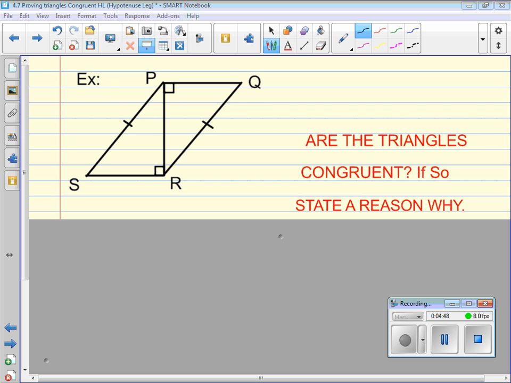I want you to see if you can apply what you just learned about that theorem right here. Okay, so I have a drawing there, and then are the triangles congruent? If so, state a reason why. Now, when you're stating your reason why on here, you need to make sure that you've marked in the drawing anything that's for free that is important for you to have in your statement of reason.